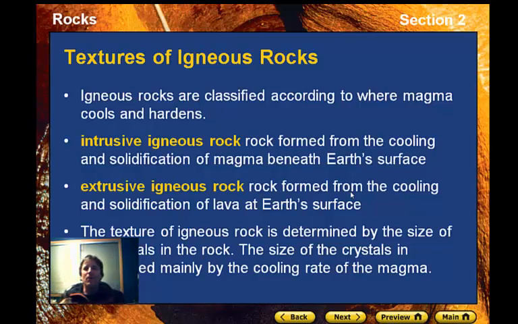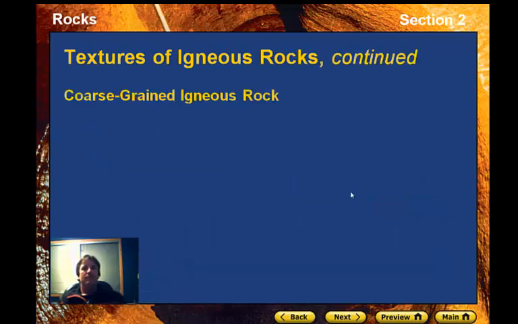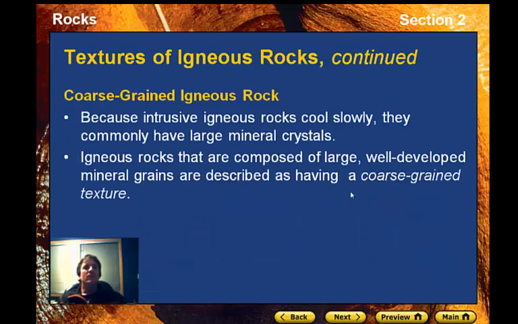Okay, sorry, we're pausing. The texture of the igneous rock is determined by the size of the crystals in the rock. The longer it takes to cool, the bigger the size of the crystals. If they cool slowly, you get those hard, coarse-grained igneous rocks.